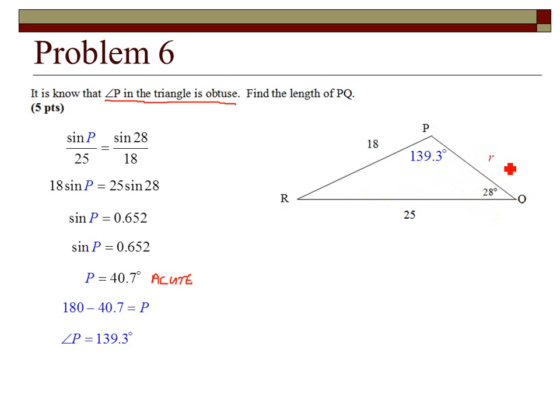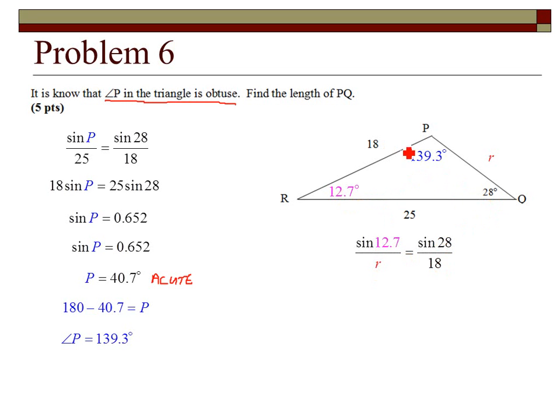So my third angle, because that's what I'm trying to find right here, is I want to find side R. I need to find this one. So that's going to be 12.7. I just did 180 minus the sum of 139.3 and 28. I got 12.7. Now I can do sine of 12.7 over R equals sine of 28 over 18.